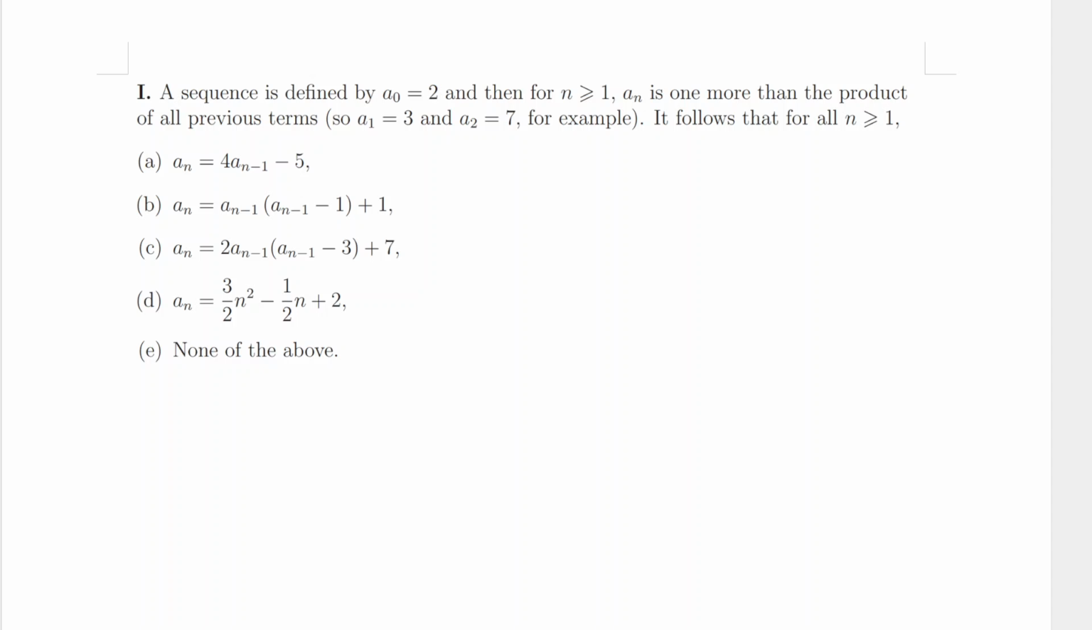Let's move on. A sequence is defined by a0 equal to 2, and then for n greater than or equal to 1, an is 1 more than the product of all previous terms. Okay, so a1 is 3 and a2 is 7, for example, fine. It follows that for all n greater than or equal to 1, you have some expression for an, or even none of the above. We hate these none of the above things, right? Because we can't really guess it then. Okay, so let's have a look.